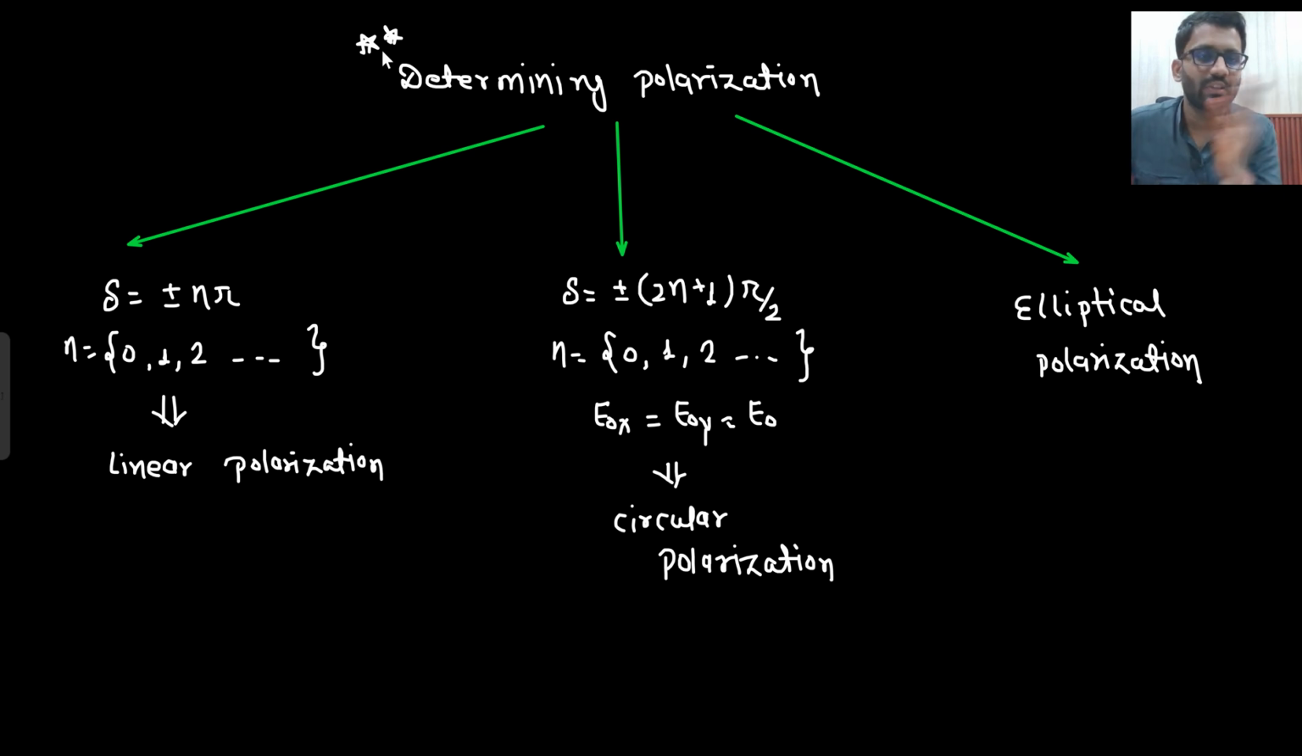What is the conclusion? First see the phase shift. If it is a multiple of pi, 2 pi, 3 pi or 0, then it is linearly polarized. If it is an odd multiple of pi by 2, then it would be circular polarization if the amplitudes are equal. And if any other case is there, then certainly it is elliptical polarization.